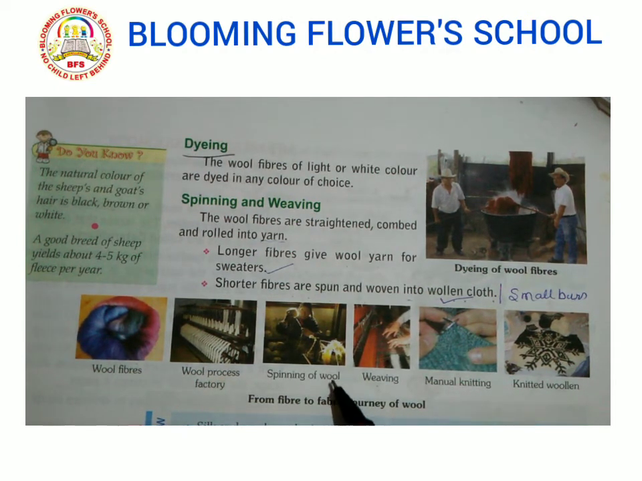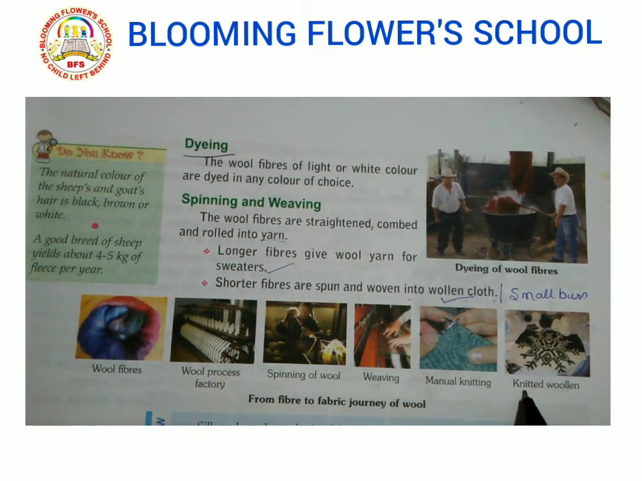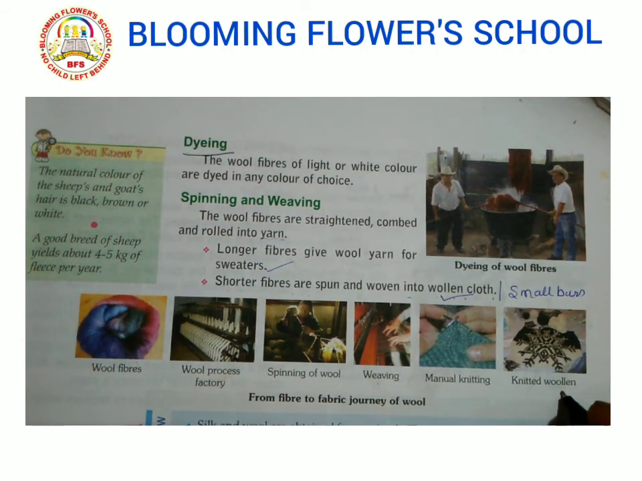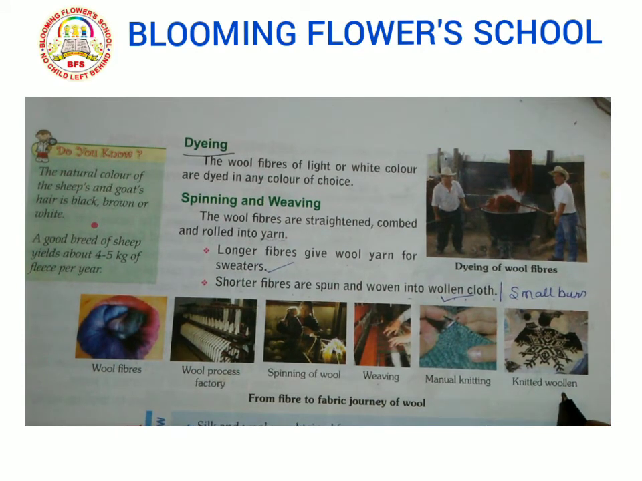Spinning of wool means converting fiber into yarn. That is different. Weaving and knitting, you are converting that yarn into a fabric. That is knitted woolen. That is your wool sweaters and all. Whatever you make, your socks, blouses and all, they are knitted woolen fabrics. So this was half a part done.